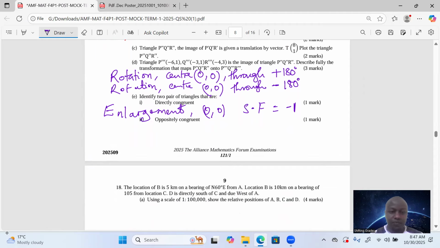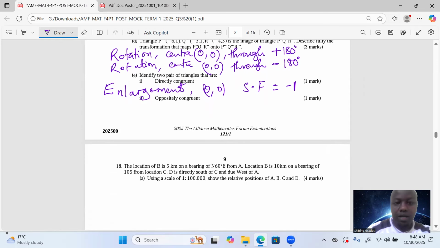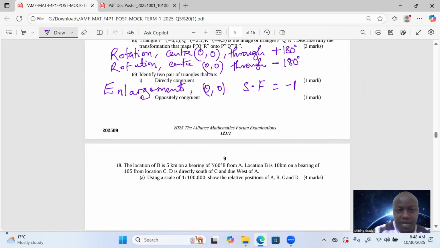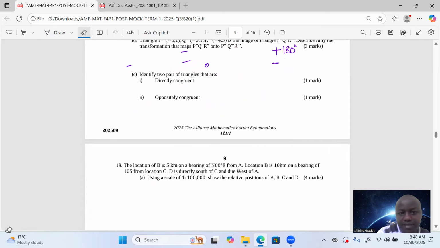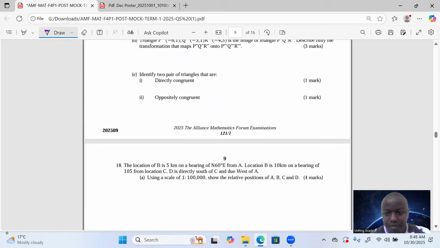So that is it. We check the last part of the same question. We are still in number 17, ladies and gentlemen. Identify two pairs of triangles that are directly congruent, oppositely congruent. Now you are supposed to know these. Just a general remark. Let me clean up here so that I may put forth a few remarks, and take them seriously, please, for you to have some good future.